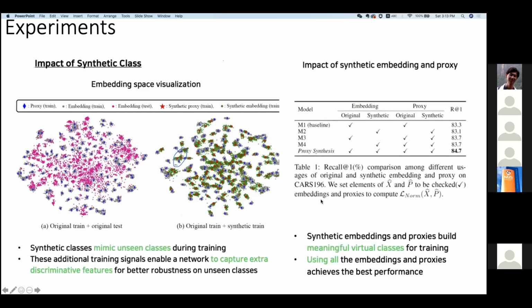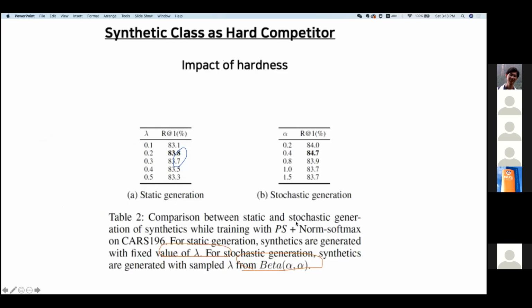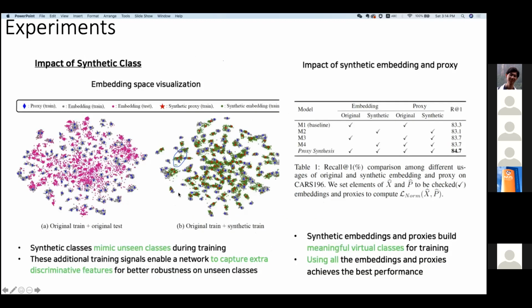Okay, let's continue. So what is the baseline approach? Baseline is do not use any synthetic, just using normal proxy. They do not compare with the triplet. They do not. They think triplet is an obsolete approach. Yeah, obsolete.